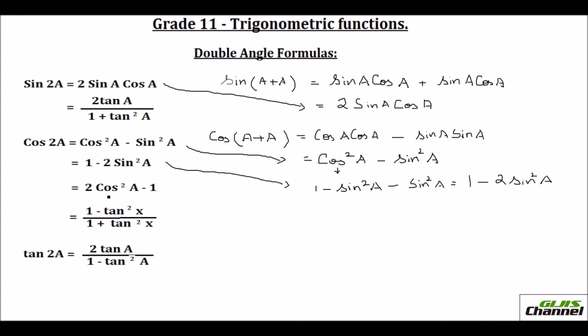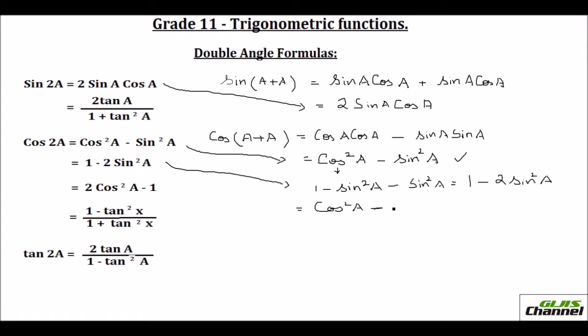And for the 2 cos square a minus 1, instead of converting the cos square a from this cos square a minus sin square a, convert the sin square into cos term. Okay, so what happens, you already have a cos square a here. Just leave it as it is. Now you're going to change.